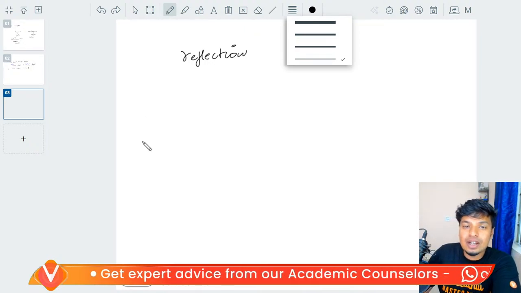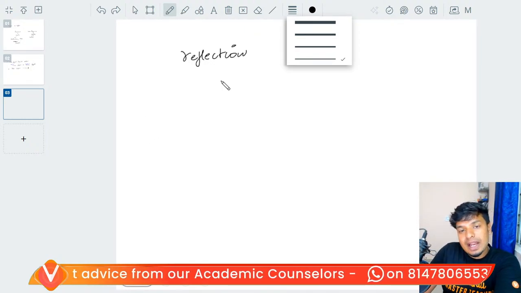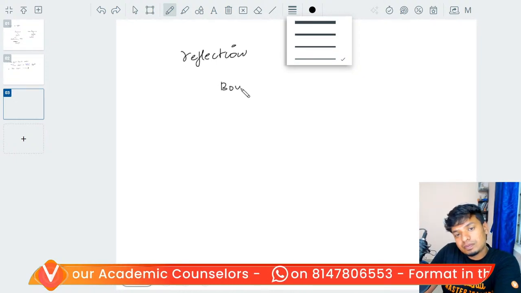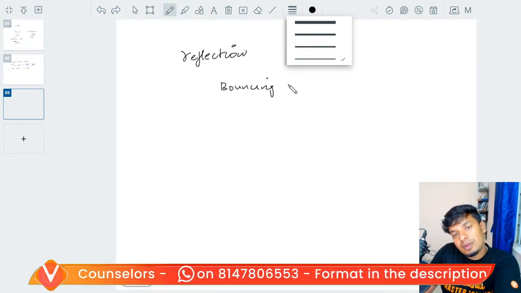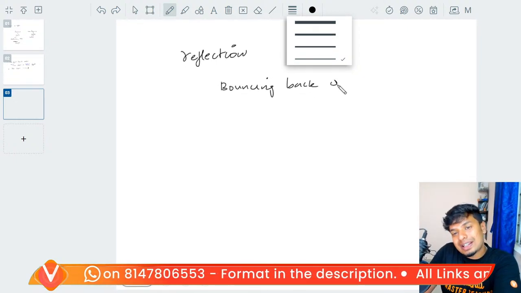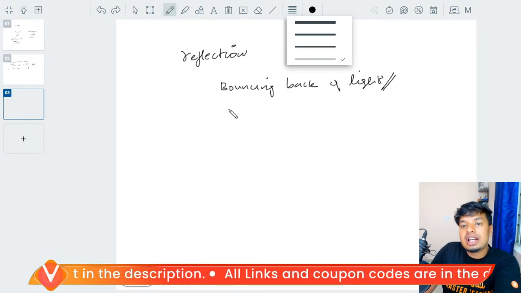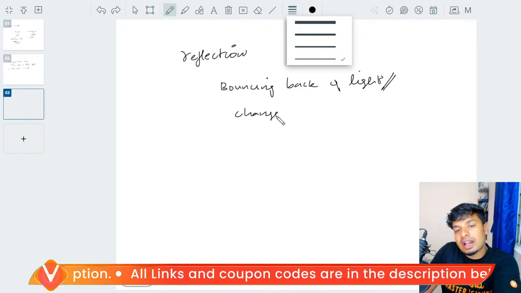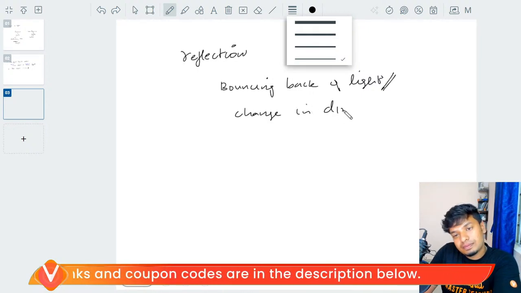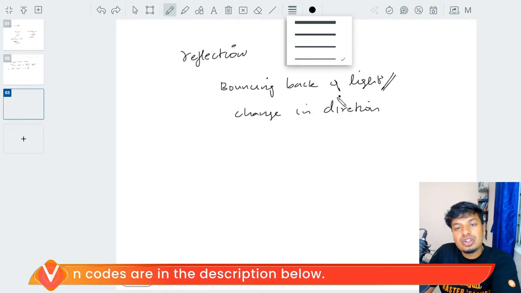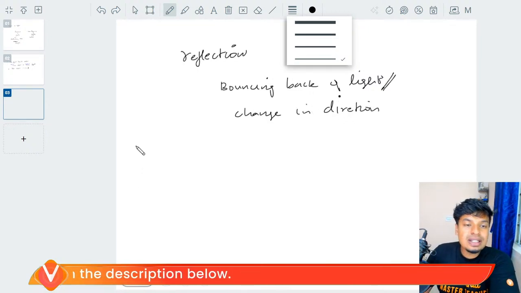So what is reflection? Why are we talking about that? Reflection is basically bouncing back of light. Or it can also be called the change in the direction of light. Change in the direction of light. So what does that mean?